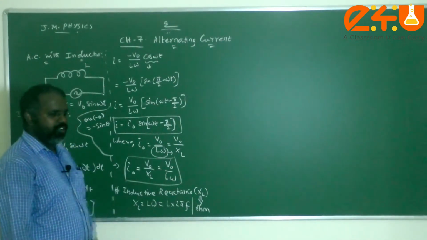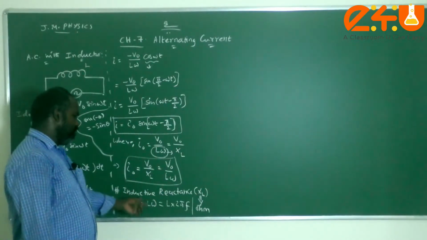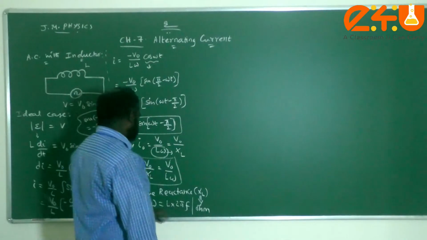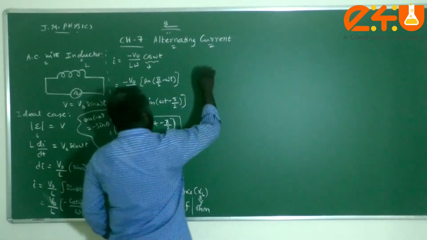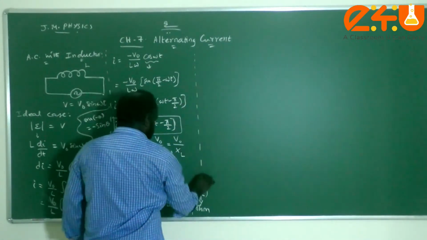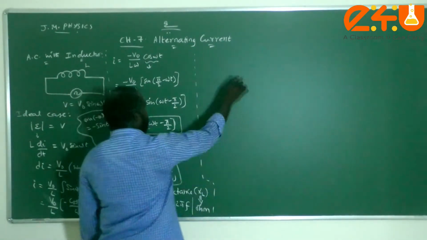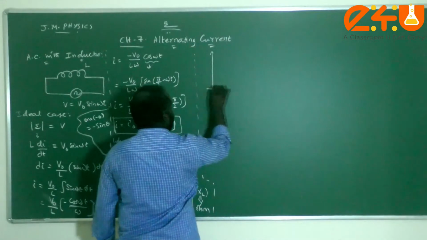But we are not calling that resistance, because it is frequency dependent. This is called inductive reactance. Now I am going to draw the graph for how XL depends on the L value and the omega value.